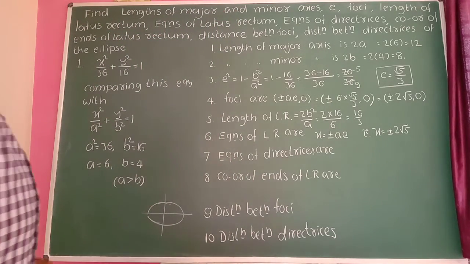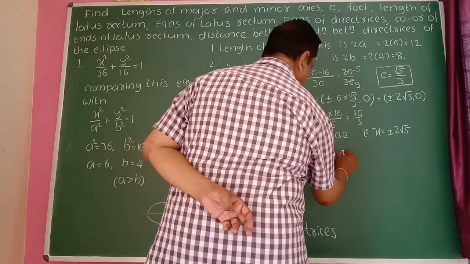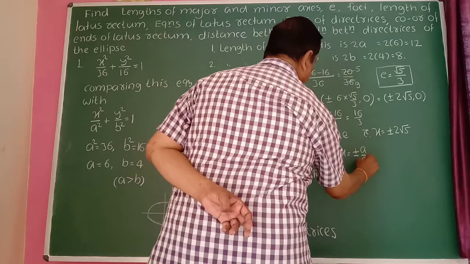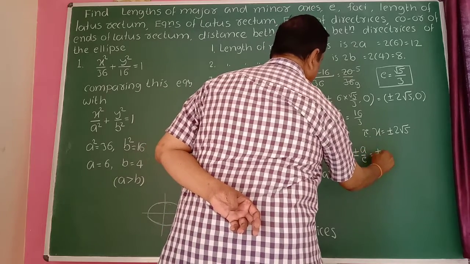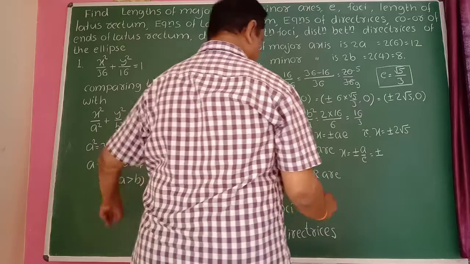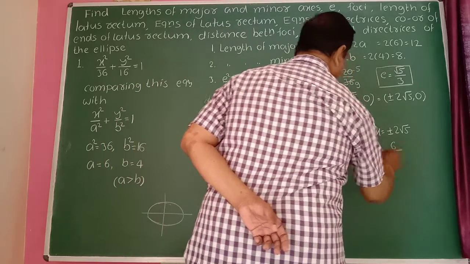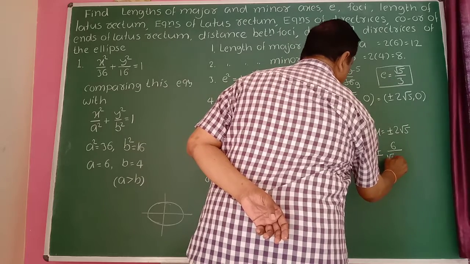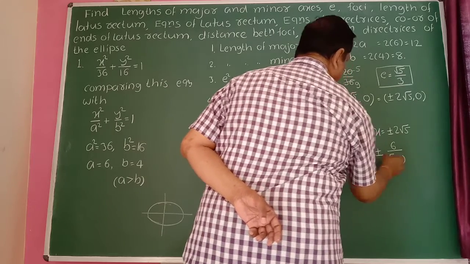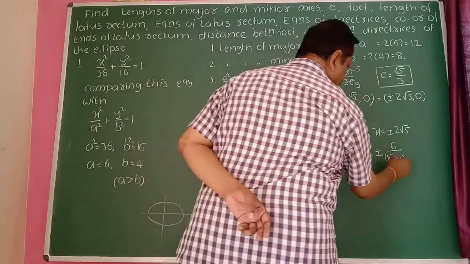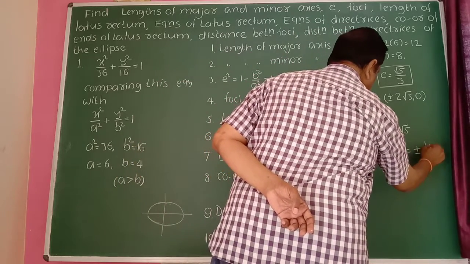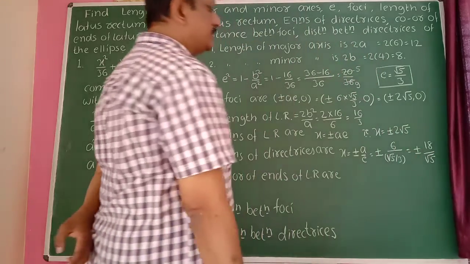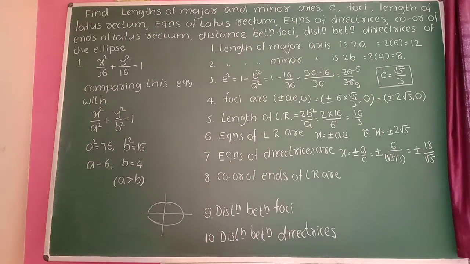Then the equations of directrices are x is equal to plus or minus a divided by e. That is plus or minus a value 6, and e value root 5 divided by 3. Take 3 to the numerator: 6 threes are 18. Plus or minus 18 divided by root 5.